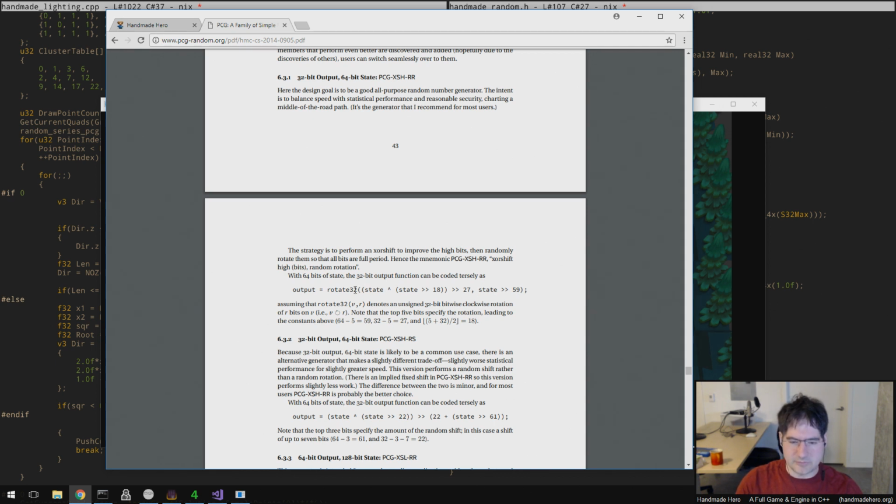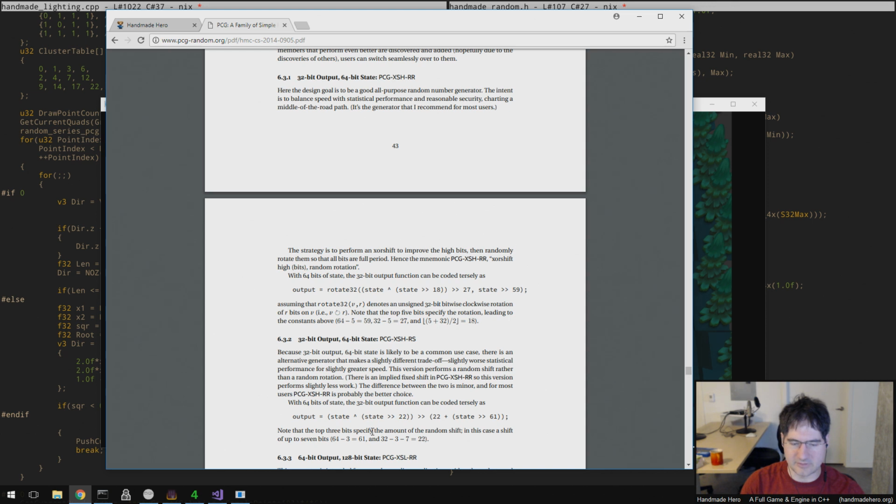I didn't know that. So anyway, if you look at what's happening here, it's a fairly straightforward thing: the state XORed with itself shifted down 18, shifted down again 27, and then it's extracting the high bits of the state, bits 59, 60, 61, 62, 63, to create a number between 0 and 31 to use as the rotation, right? So it's using the high bits of the state to rotate the low bits of the state, basically, if that makes sense.